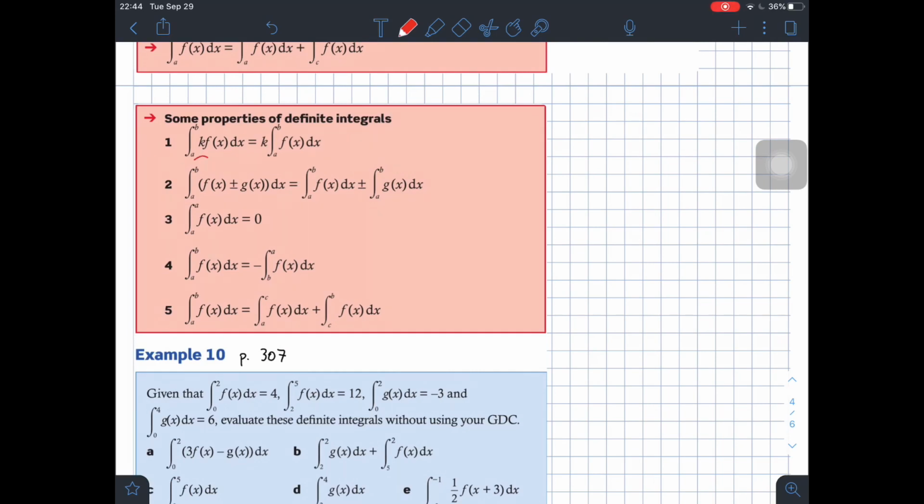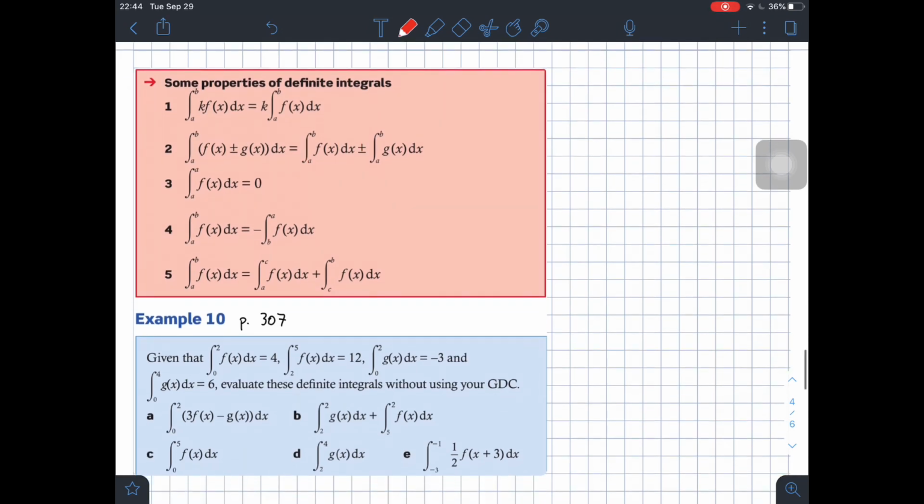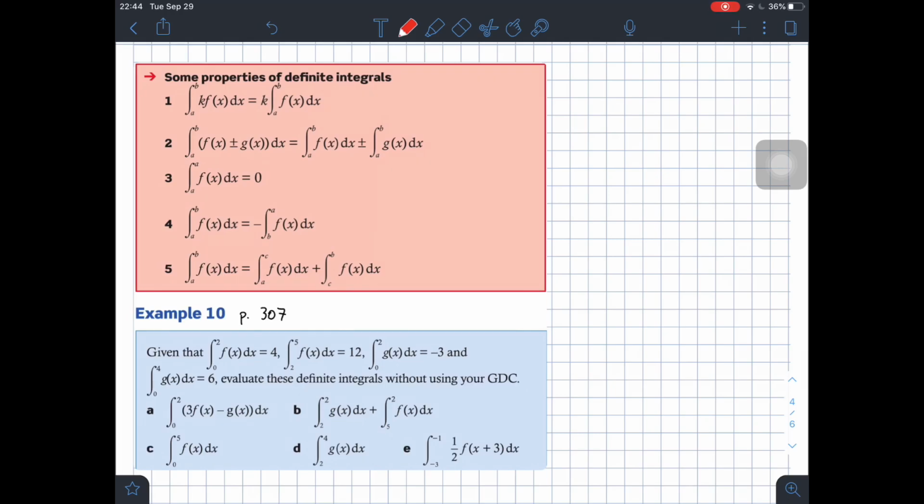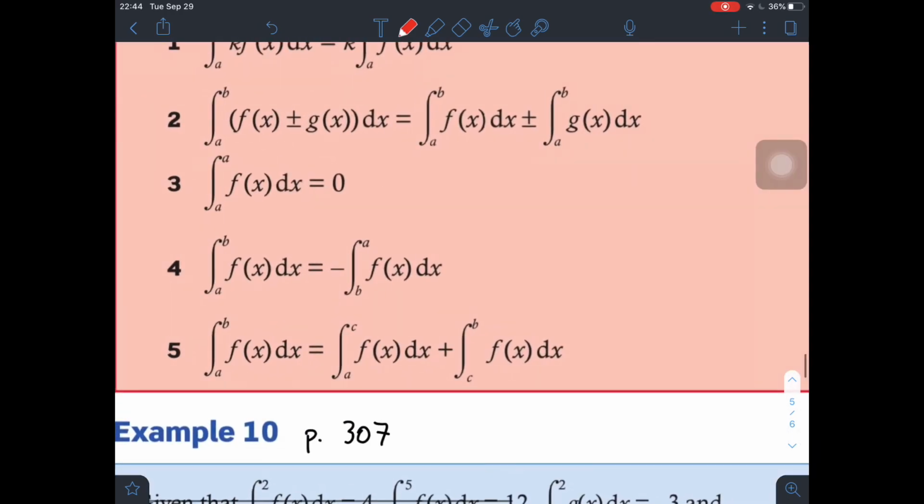Then, if I have the integral of the addition of two functions, I can separate both and find the integrals separately. This is something we already know from indefinite integrals. Then look at this. If I find the integral from one value a to the same value a, that result will be equal to 0. You may try that in your calculators and you will see that it's always equal to 0.